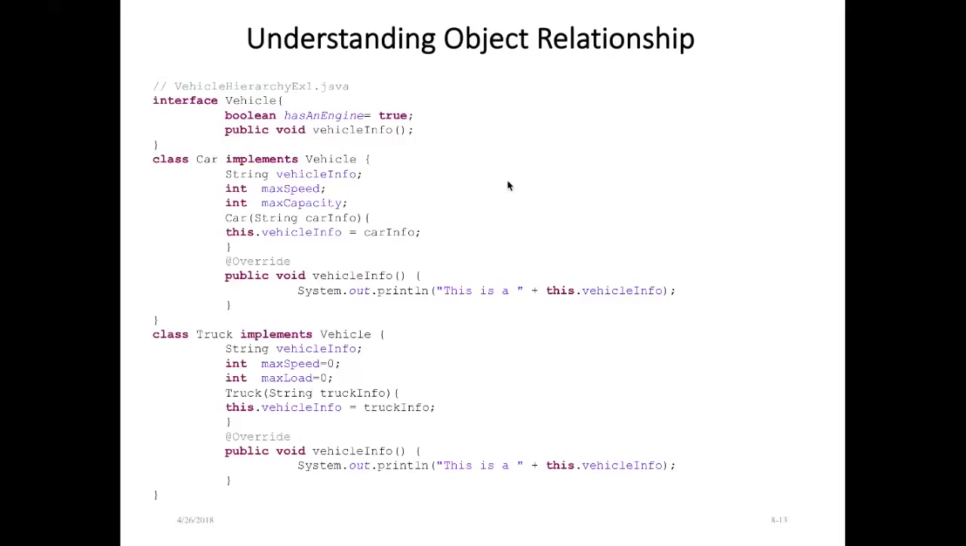For the car implementation, I'm just giving this print line method, this is a vehicle info. And if I implement this same vehicle in another class, the truck class, I have a different kind of implementation. Now you see that this line and this line are exactly the same. But when you run this program, at runtime, the output of this line and this line will be different.